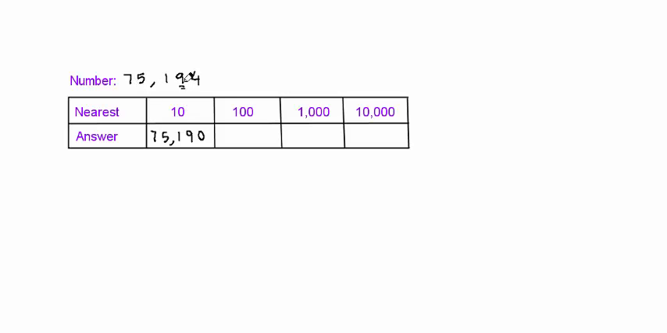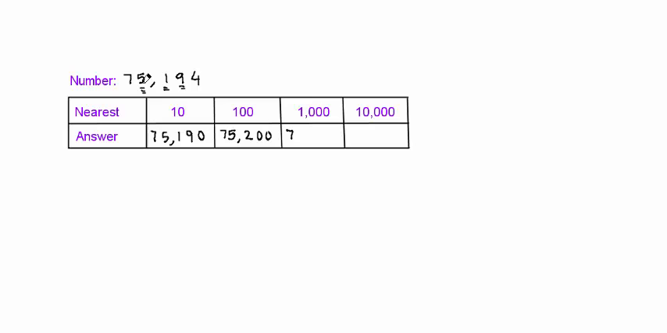How about the nearest 100? This is the hundreds place. Everything before it remains unchanged. So let's start with 75. And then because the digit after it is a 9, this 1 rounds up to a 2. And then everything after it is a 0. So we say the nearest 100 to 75,194 is 75,200.